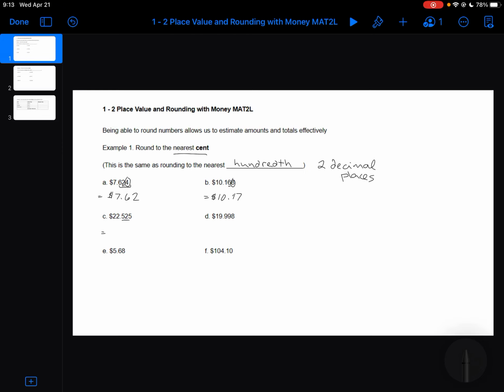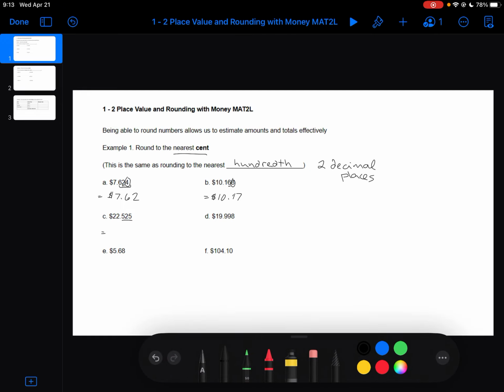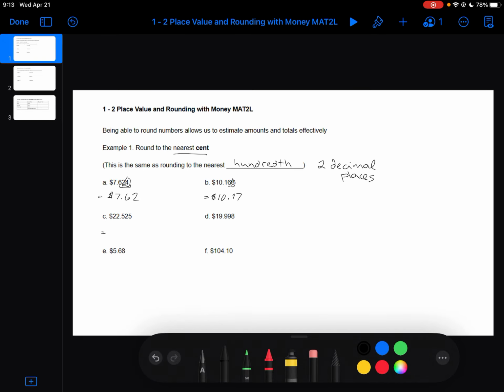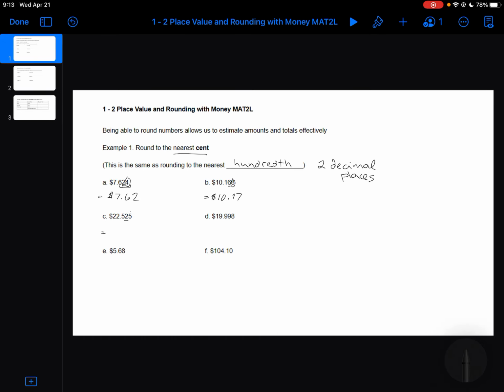22.525. My number in the hundredth spot is that 2. Just erase there so I'm consistent. The number immediately to the right is a 5. My rules are 5 or greater. I'm going to add 1 to my underlined digit. So my rounded total is $22.53.